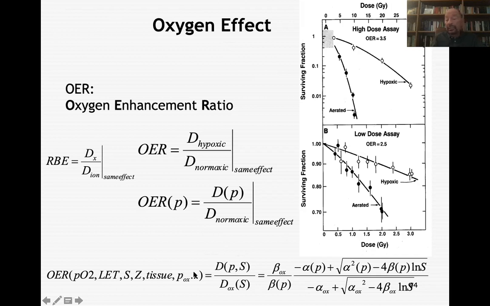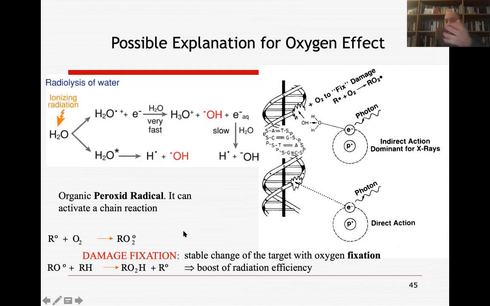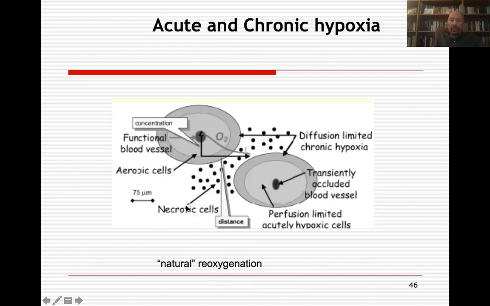If you use the alpha beta model, then the OER can be calculated with this formula, which includes the alpha beta model. We already saw this in the chemistry lecture, so I don't need to go back to it. Only one thing is important: hypoxia can be chronic or acute. In most cases, it is chronic hypoxia, so you are chronically in hypoxia.